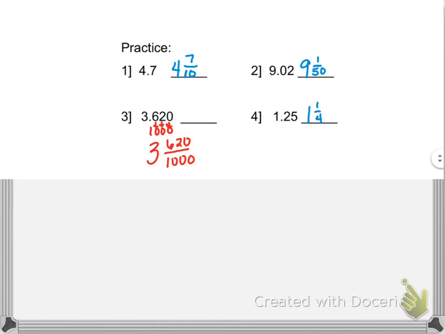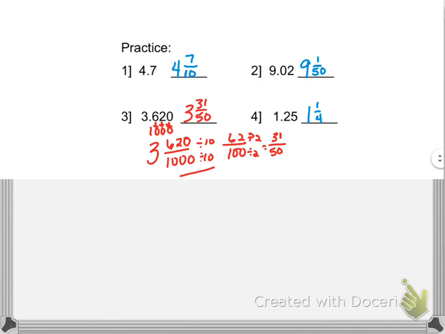And from here, we need to simplify. Maybe you're not quite sure what any of this can simplify to, but you know that they end in a 0. So we can divide both sides by 10. That's a good way to start. So 620 divided by 10 is 62, and 1,000 divided by 10 is 100. I know these both can be simplified still because they're both even. So let me try by 2 this time. 62 divided by 2 is 31, and 100 divided by 2 is 50. So there we go. My whole number 3 stays the same, and then I have 31 over 50.